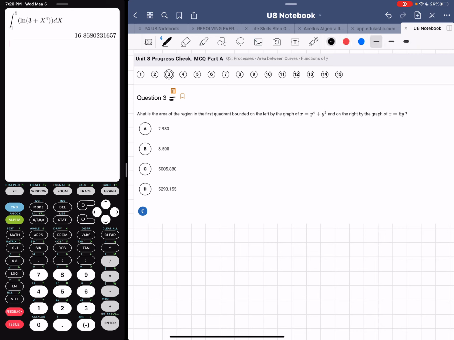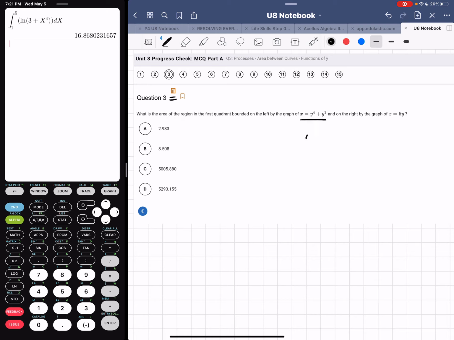Calculator! Calculator problem. Also see decimals. Must be a calculator problem. What is the area of the region in the first quadrant bound by the left graph? Ooh, this is a left graph. And the right graph. Ooh, that's the right graph. Okay, left and right. But something really weird is happening.